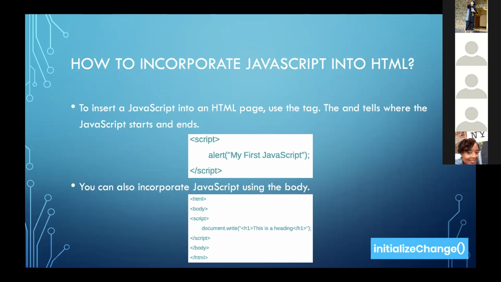And then you can also incorporate JavaScript using the body, like writing document.write. In this case, for the document.write, you can specify the HTML code that you want to write into the document page. This is pretty useful if you're trying to have an interactive website. So if someone clicks a submit button, you would use document.write to say this is a heading, or this is the correct answer. That's a pretty good scenario for using JavaScript like document.write or alerts, something like that.